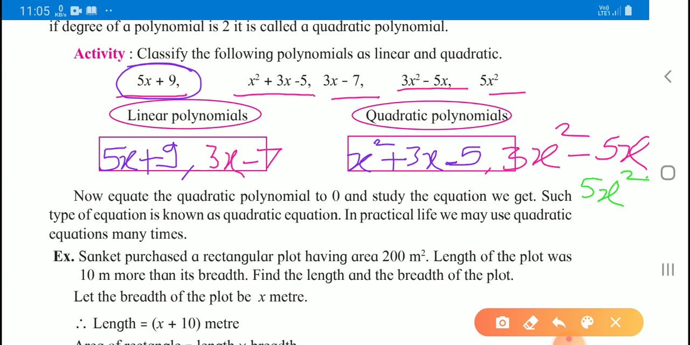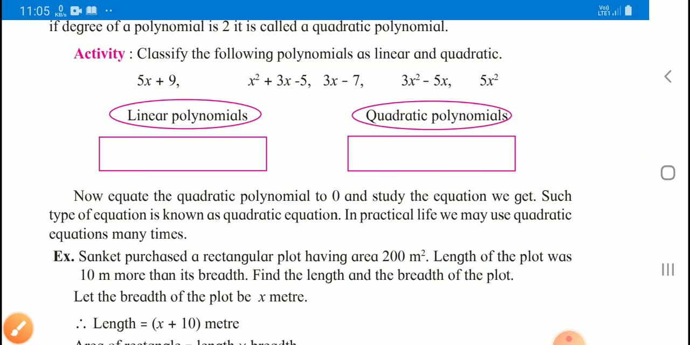Okay. Now equate the quadratic polynomial to 0 and study the equation we get. Such type of equation is known as a quadratic equation. In practical life we may use quadratic equations many times. Okay. Now we will see the example given in your book.